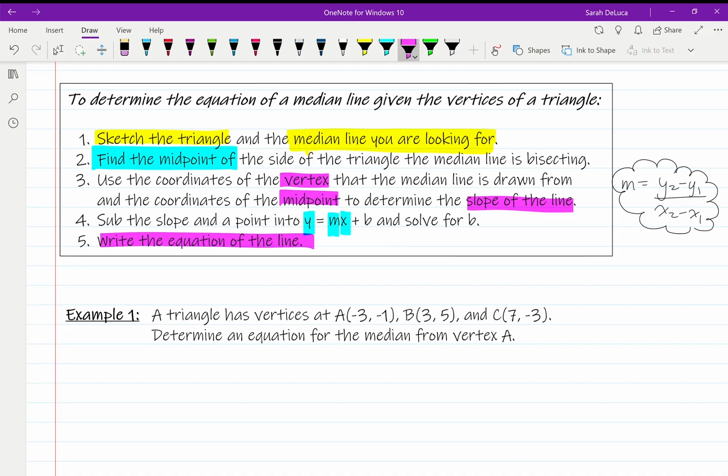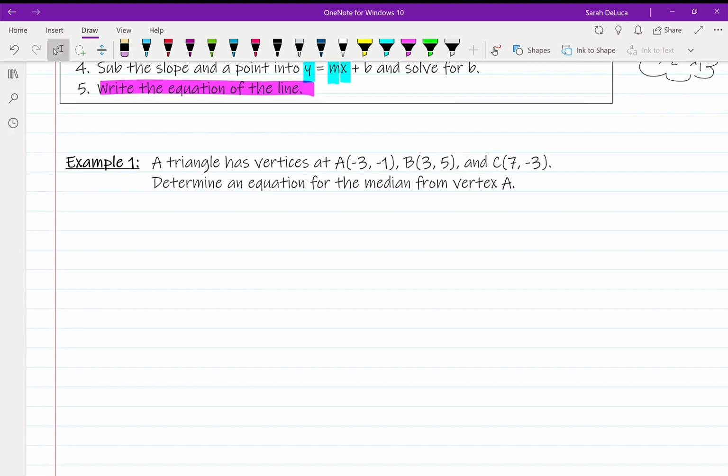So here's your example. A triangle has vertices at A(-3, -1), B(3, 5), and C(7, -3). Determine an equation for the median from vertex A. So there's my key right there. Median, for me, that keyword means midpoint. So I know for sure that that's going to involve midpoint. And again, it helps me draw the median line because I have to know what makes a median a median.